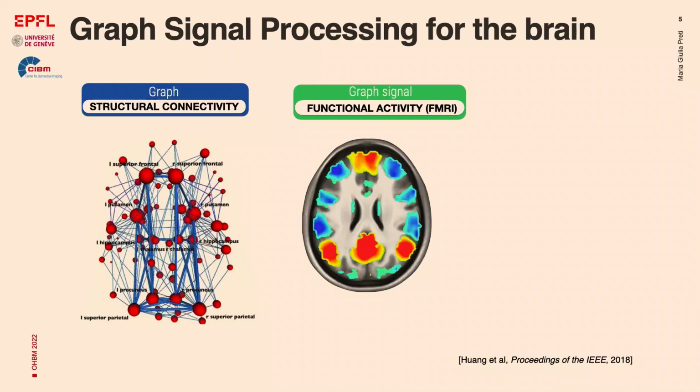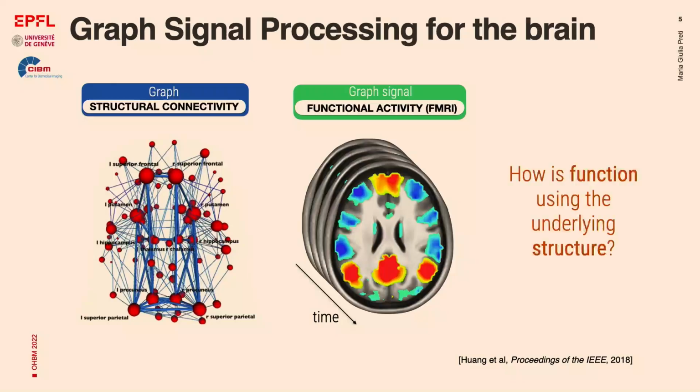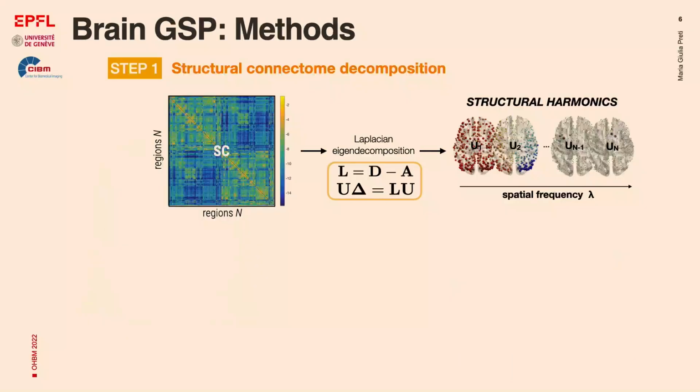Then, for the nature of fMRI, it varies in time and we acquire multiple time points. So we will have multiple signals, and we'll apply the method at the different time points. The question that we can address with this method is: how is the function using the underlying structure? How do we do it?